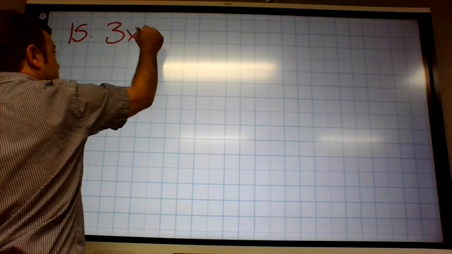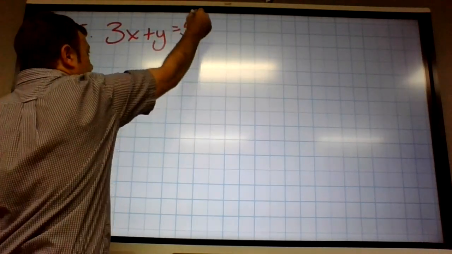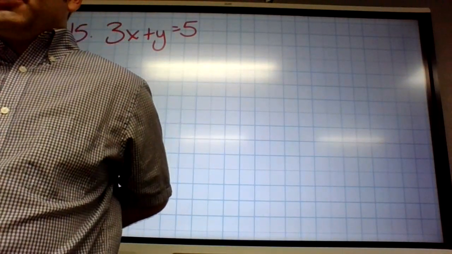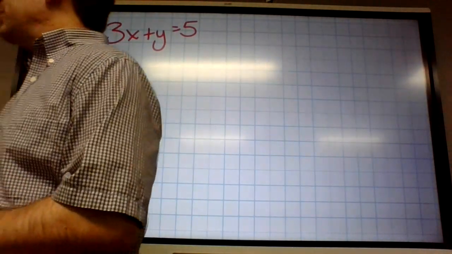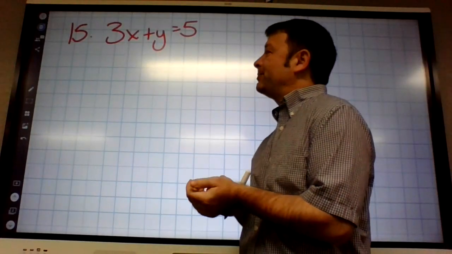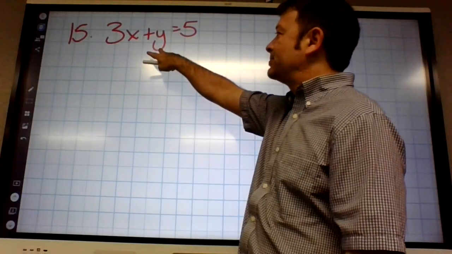Okay, number 15. This is not graphing. 3x plus y. Okay, so what they're telling us to do, write each equation in slope-intercept form, then state the slope and y-intercept. We kind of did this last week. Slope-intercept form, you just have to make it say y equals, so we need to solve for y.